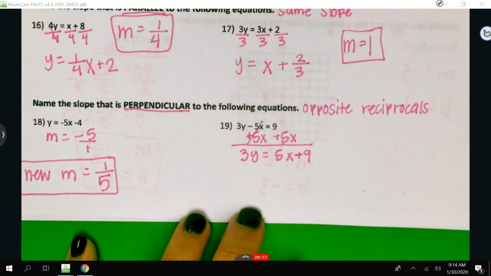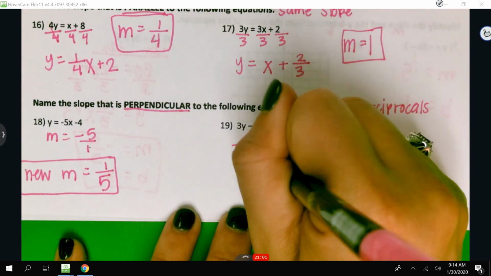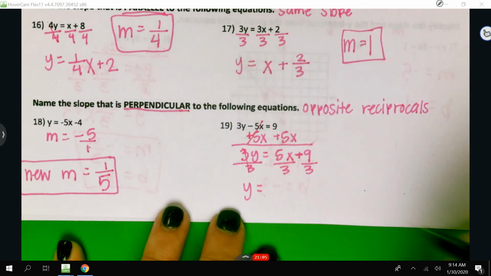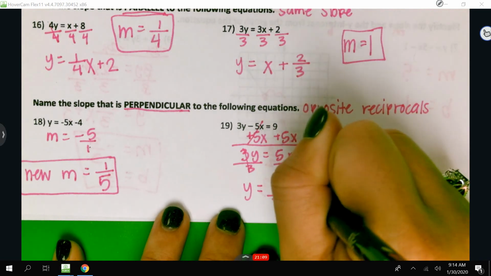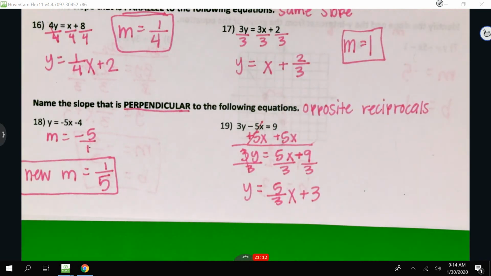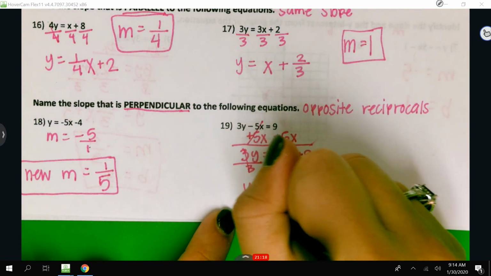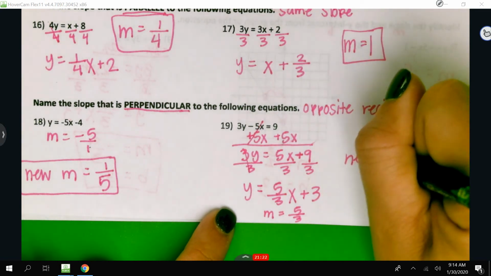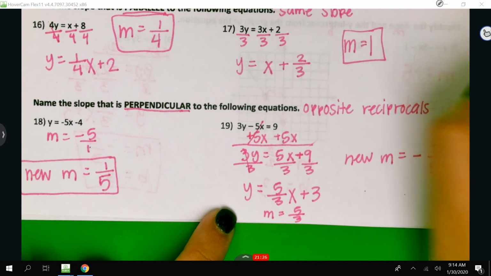And now, Jaden, what do I need to do? Divide everything by 3. So my slope-intercept form would be y equals 5 over 3x plus 3. That is not my answer. I'm looking for a slope perpendicular to that. So the slope of this equation is what? 5 over 3. So what would your new slope be? Negative 3 over 5.